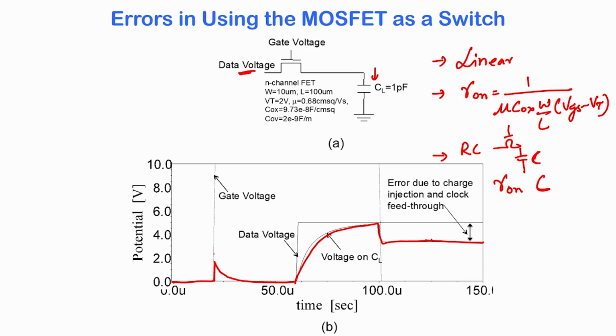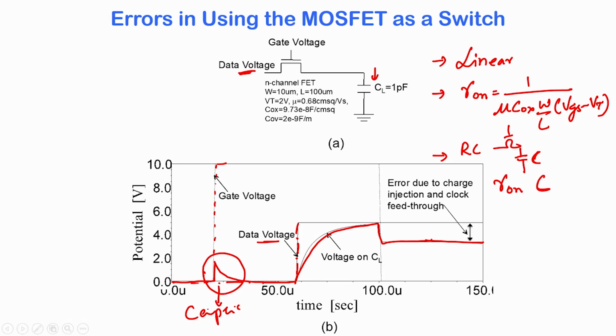And what do we have here? Here we have the gate voltage. The MOSFET turns on at this point, and you see that without anything happening the data voltage is 0. That is the data voltage line. The data voltage line is all 0, but the moment the gate voltage turns on, you see this little blip on the capacitor. So, why did this blip occur?